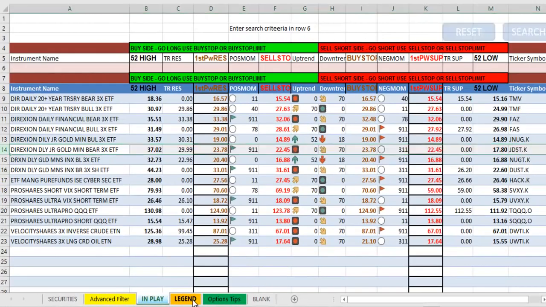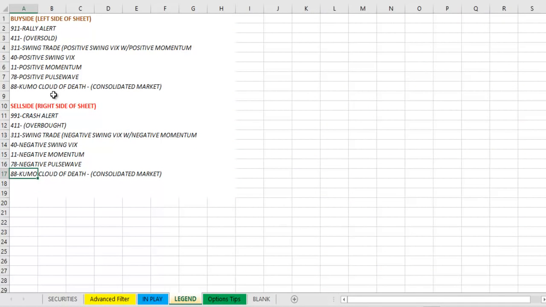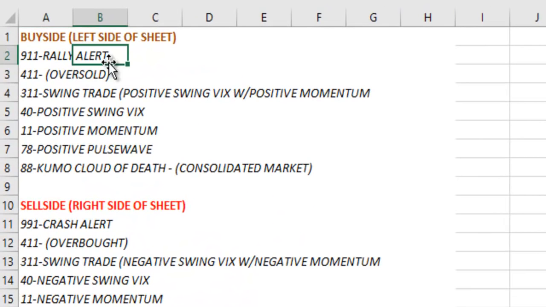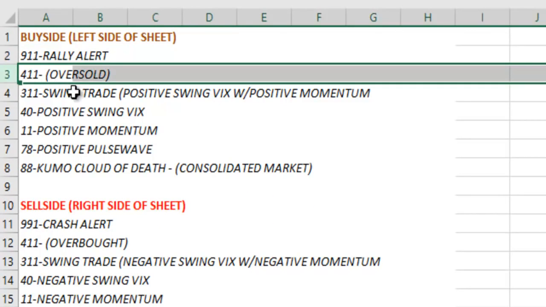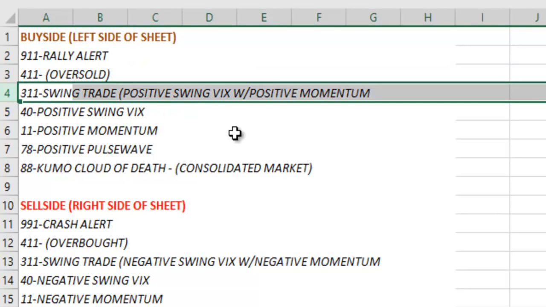So we click the legend tab, and it breaks down to you what each alert code means. All right, so we have a 911, which is your rally alert. We have the 411, which means that the market is in an oversold situation. 311 is a swing trade.